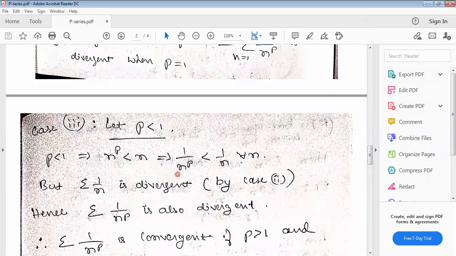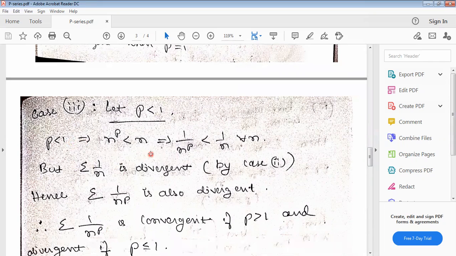Let us see the last case, that is when p less than 1. When p less than 1, n power p is less than n. See, here there is a small correction. Please do make this. This is not less than, this is actually greater than.